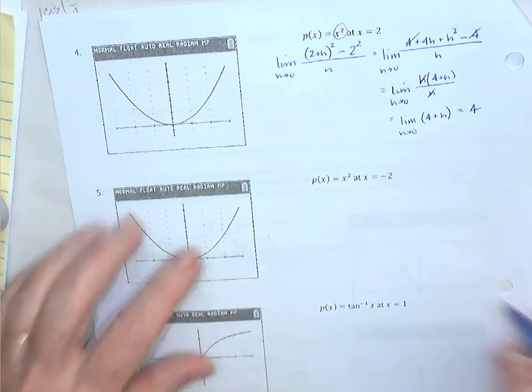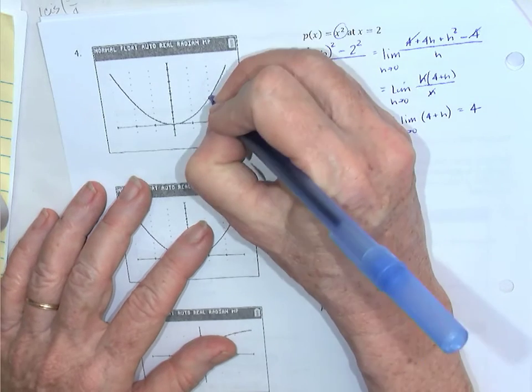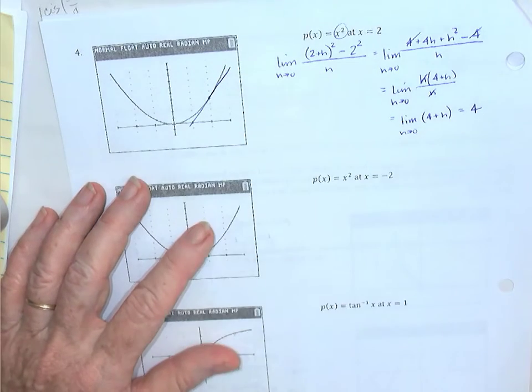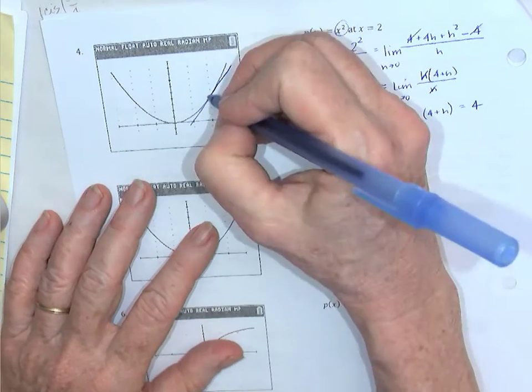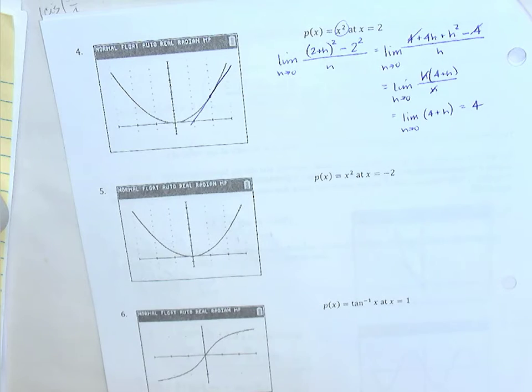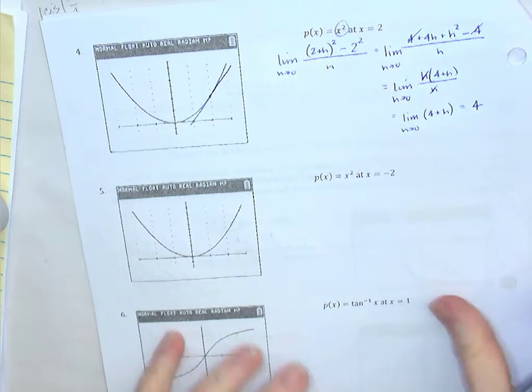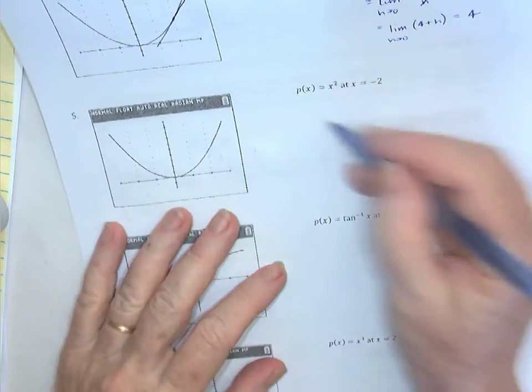And let's see what's going on here. It looks as though I'm looking for the slope of the tangent line at x equal to 2. Well, I don't know if that is a slope of 4, but it definitely is a positive slope. So that makes a little bit of sense. Let's try the same thing over here.